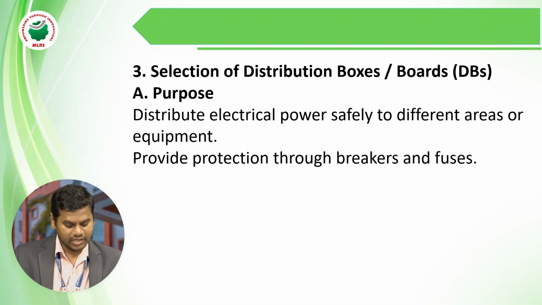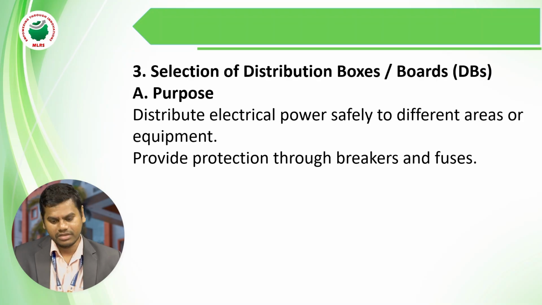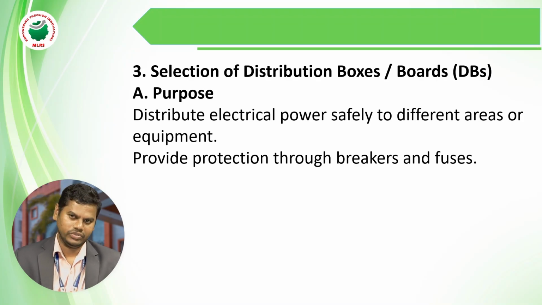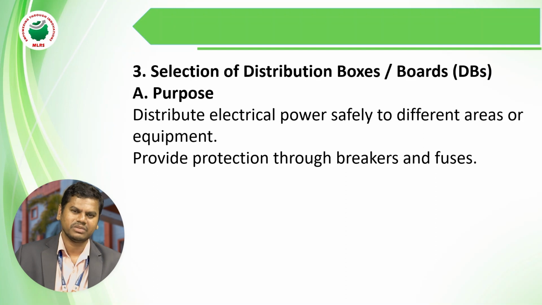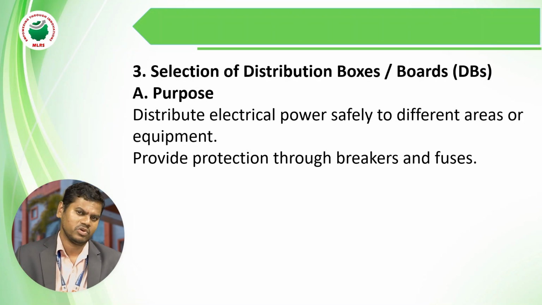Next, selection of distribution boxes, or panel boards. A distribution box is nothing but a panel board. Basically, we can see it in the electrical machines 1 and electrical machines 2 labs. In the machines lab, there is one big panel box. So selection of a distribution box is nothing but selection of a panel box.